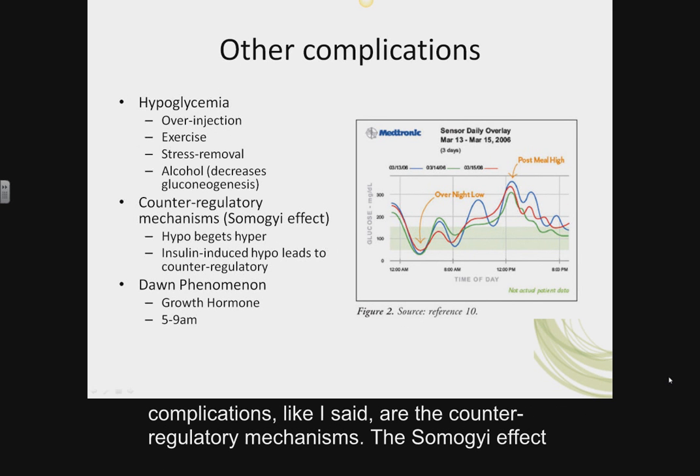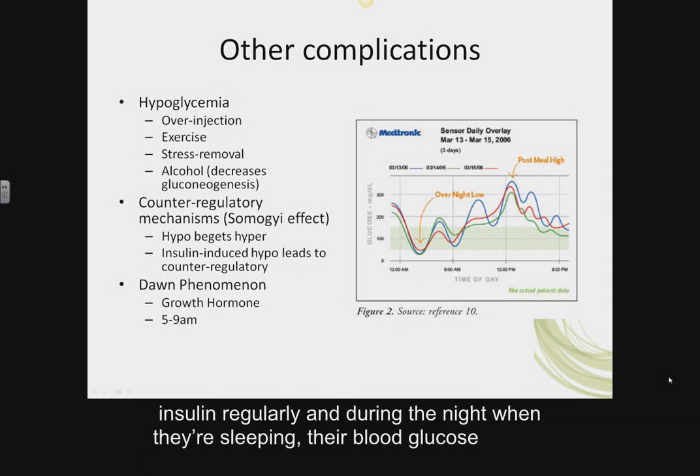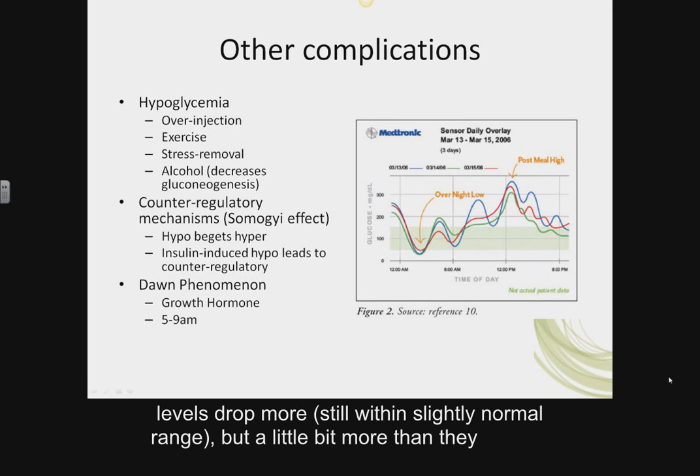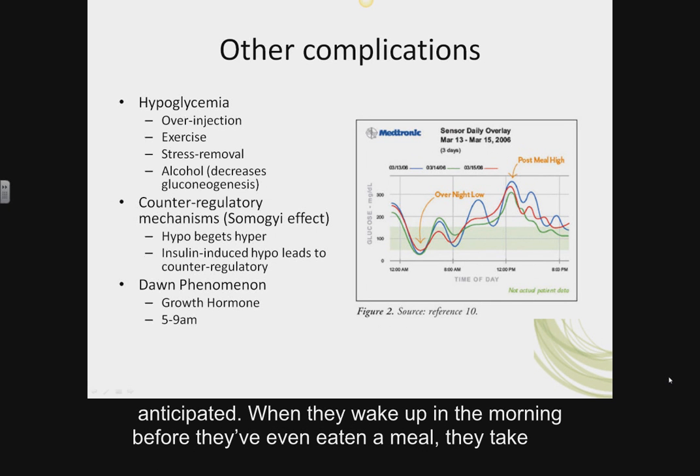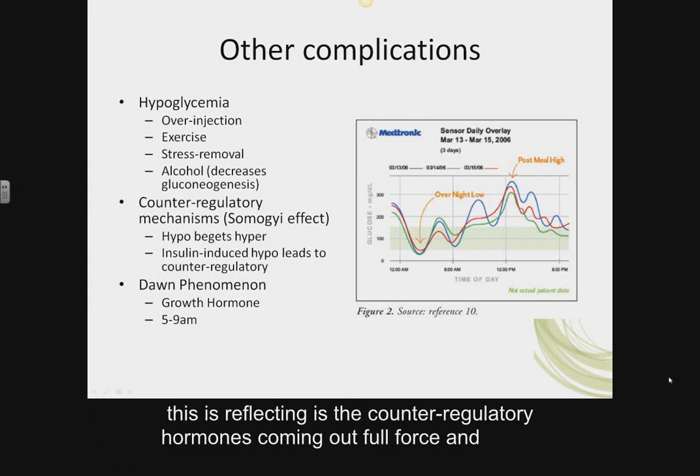Now other complications, like I said, are the counter-regulatory mechanisms. The Somogyi effect is basically where hypoglycemia leads to hyperglycemia. So let's say the patient has taken their insulin regularly and during the night when they're sleeping, their blood glucose levels drop more, still within slightly normal range, but a little bit more than they anticipated. When they wake up in the morning before they've even eaten a meal, they take their blood glucose levels with their glucometer and they come out higher than normal.